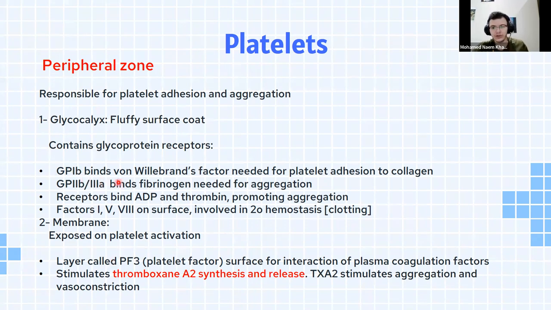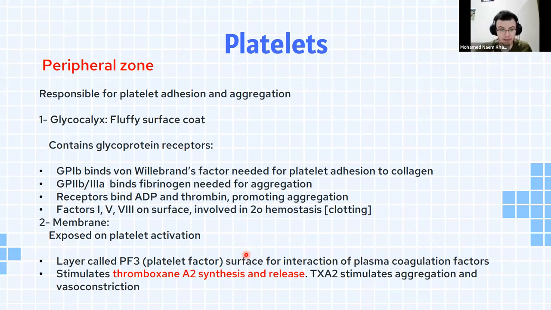For example, for these two, the doctors give you a specific function, so I mentioned it to you. But for PF3, Dr. Abdul Jabbar did not mention any specific function. He just said that it's for coagulation, that it's a coagulation factor. So just know it as a coagulation factor. Now, the last one is very, very important, which is thromboxane A2. Its synthesis and release are really important in two mechanisms, aggregation and vasoconstriction. So this is something unique, and this one you need to know.